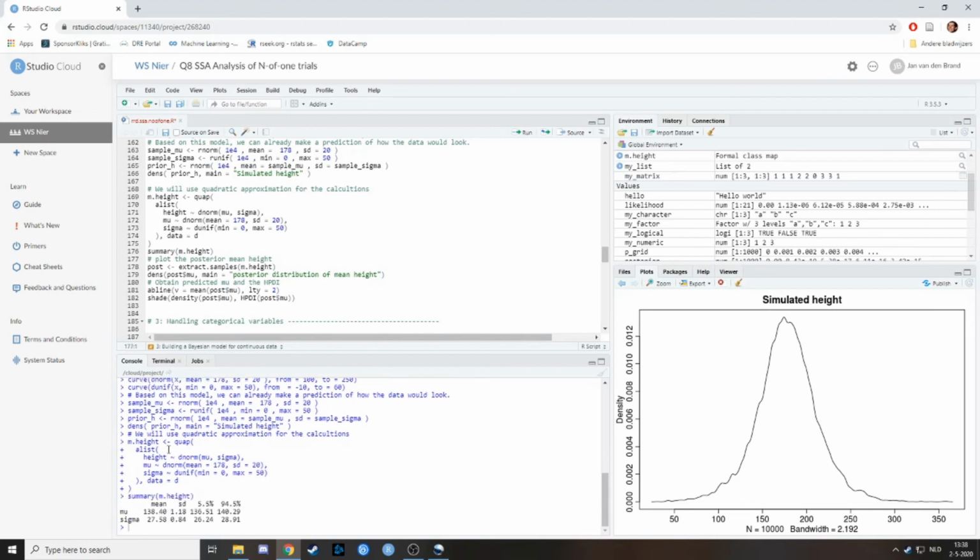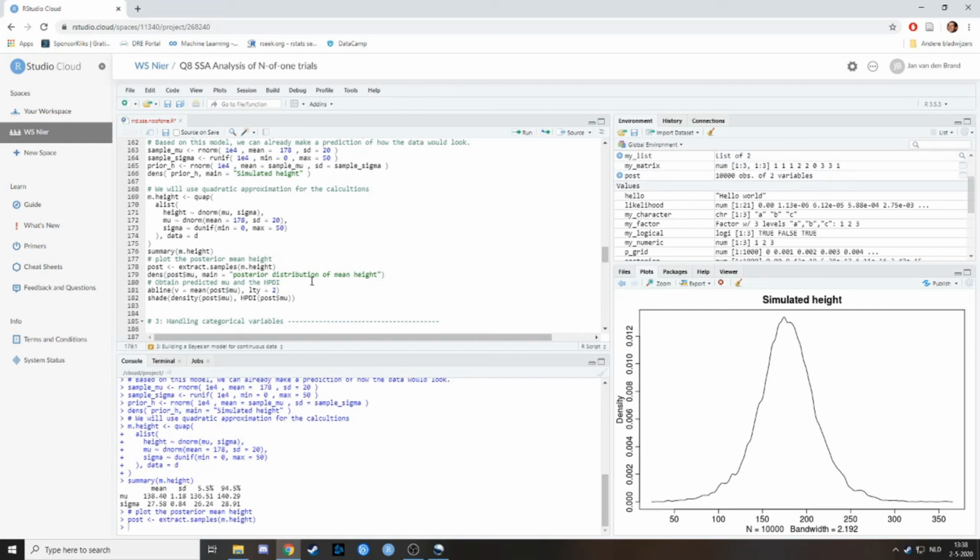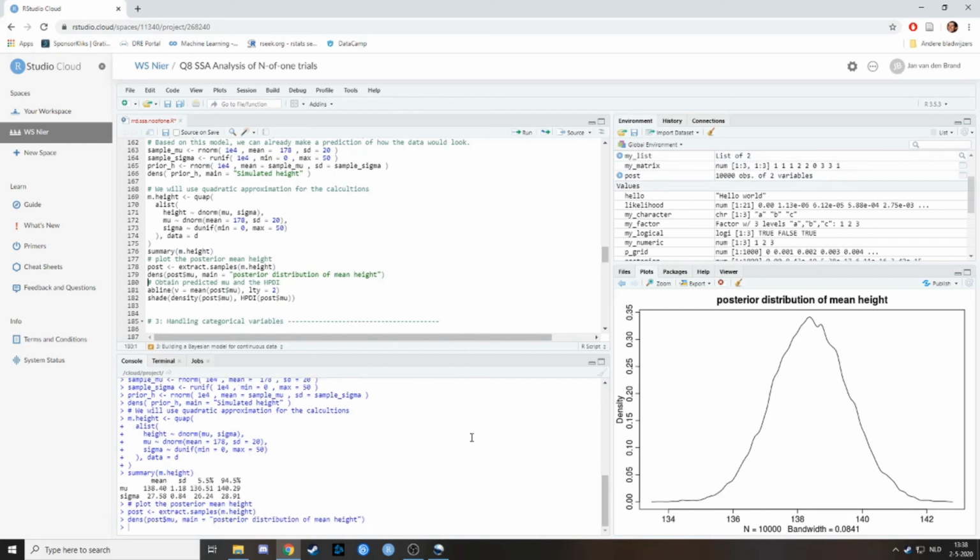Then we can summarize what we got out of the model, and if we add the data for the Sand People, we see that the actual posterior mean is 138 centimeters and the standard deviation is 27.5 centimeters. Like we did before, we can plot the posterior height and make a density plot out of this.